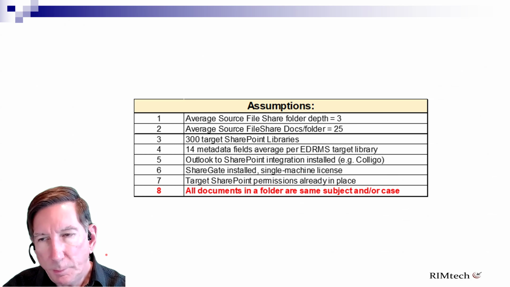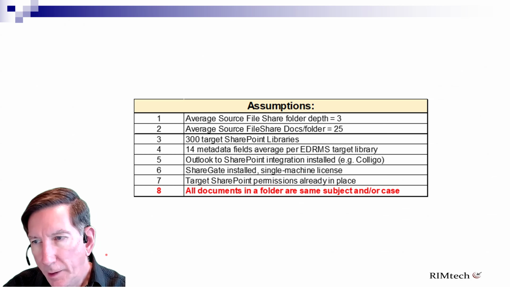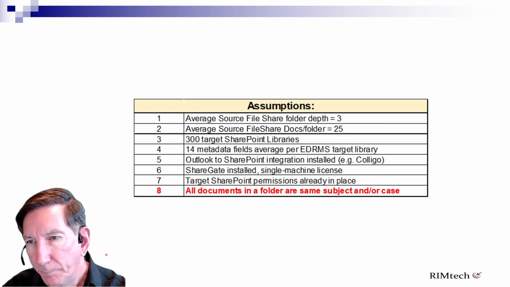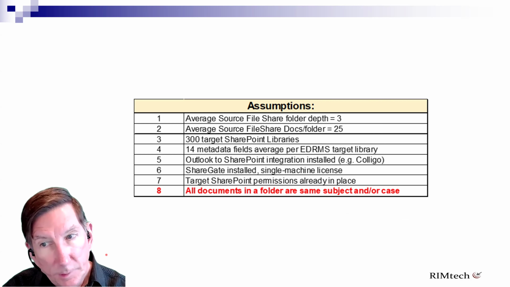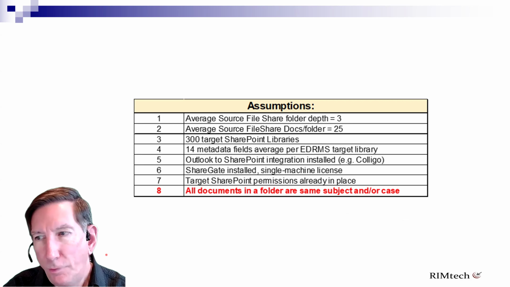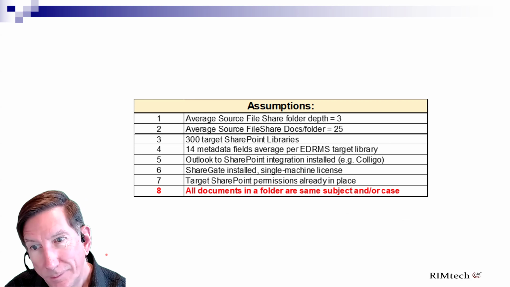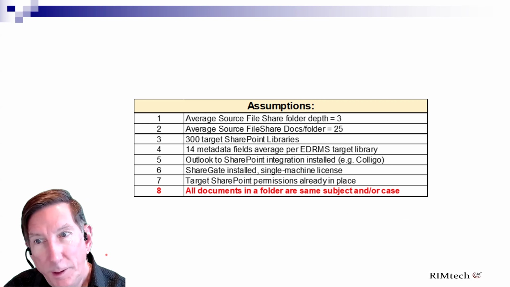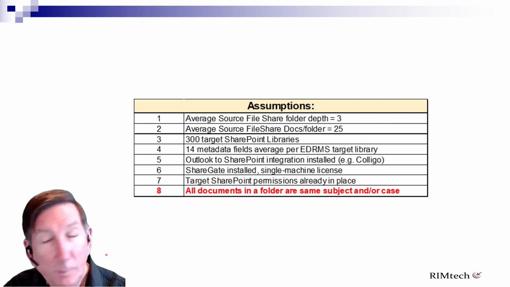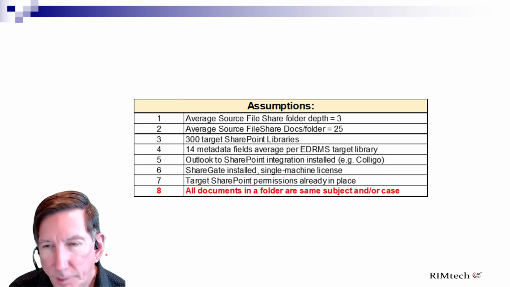Let's assume you're using a product like ShareGate and that all your permissions are already in place in the target system, okay? Now, assumption number 8 is highly unlikely to be true, but wouldn't it be sweet if there was a folder for every case? That would be nice. Highly unlikely, but boy, oh boy, if it were, that'd be fantastic. But we're going to assume that for the moment, just for the sake of simplicity.